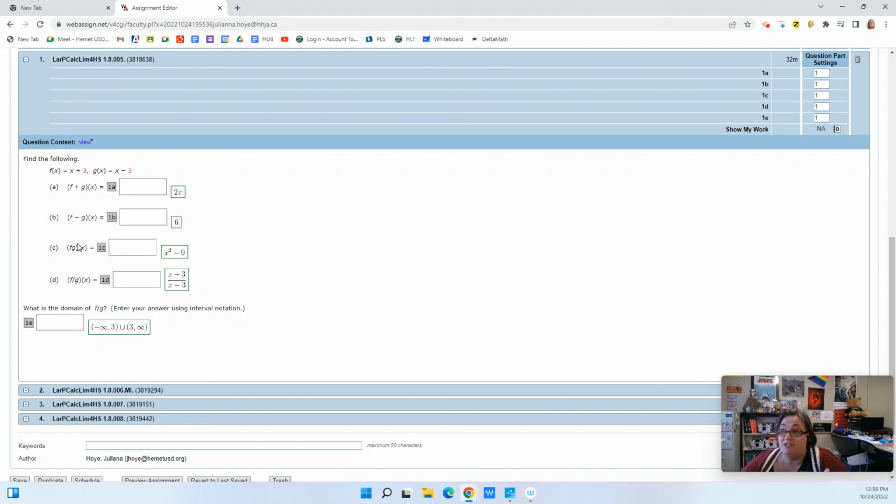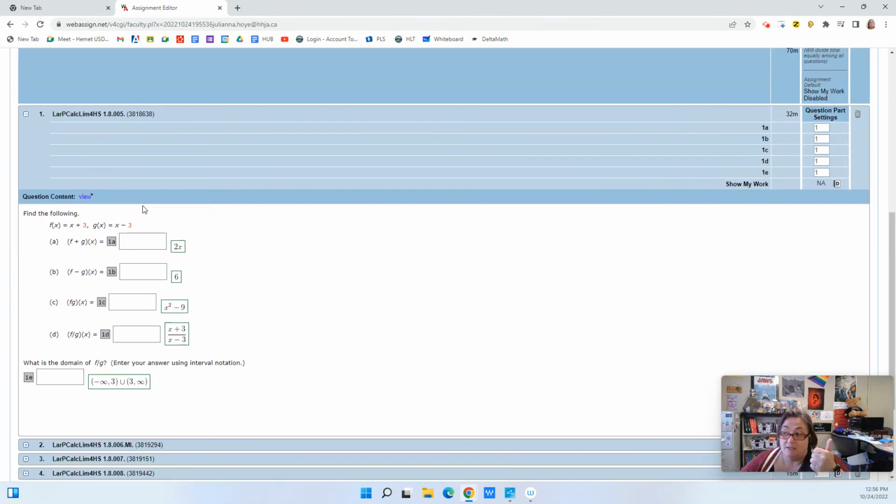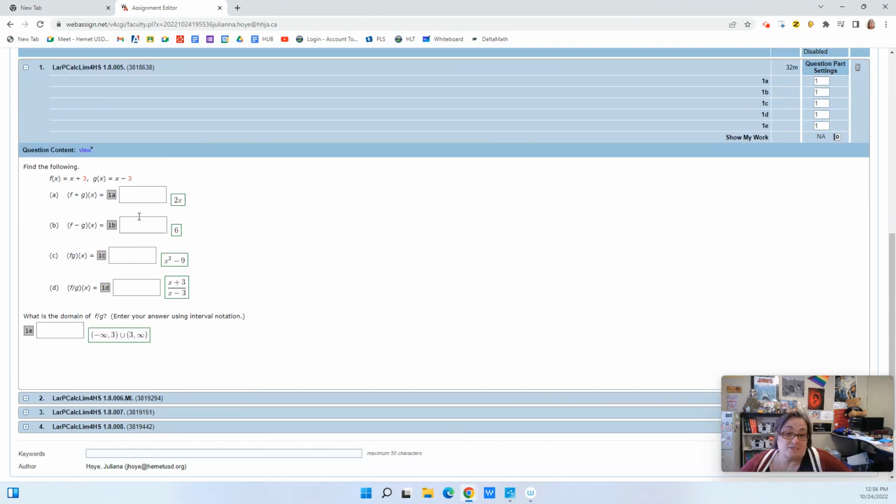What is f minus g? What is f times g? And what is f divided by g? All 4 problems are going to ask you the addition, the subtraction, the multiplication, and the division. So I felt like you were getting 4 problems with each problem, so I didn't want to over assign them. But they're all going to kind of work like that.